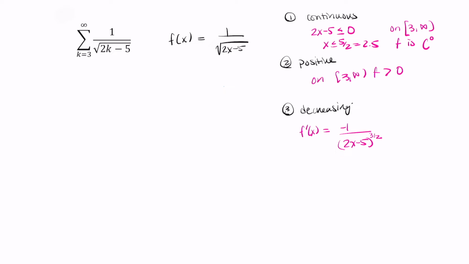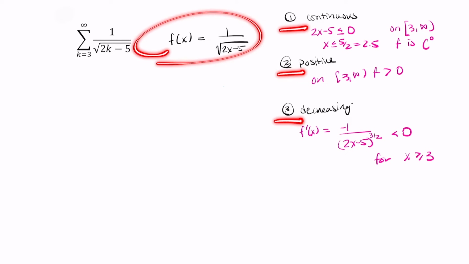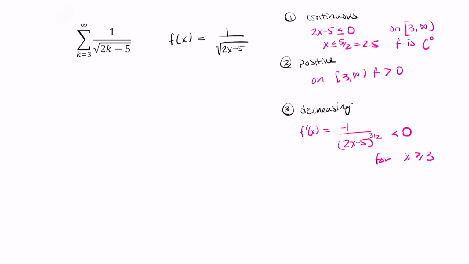And again, this denominator will always be positive. This numerator will always be negative. So this is certainly less than 0 for x greater than or equal to 3. So we verified that we're continuous, positive, and decreasing. So now we can apply the integral test. So that's the integral from 3 to infinity of 1 over the square root of 2x minus 5 dx.